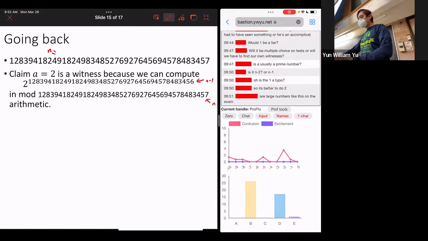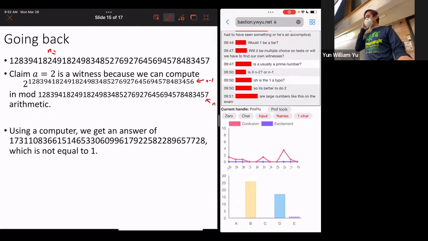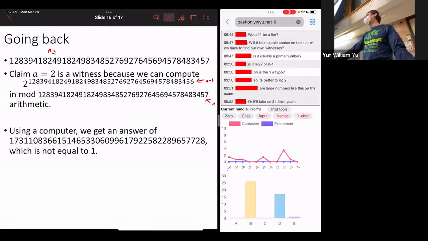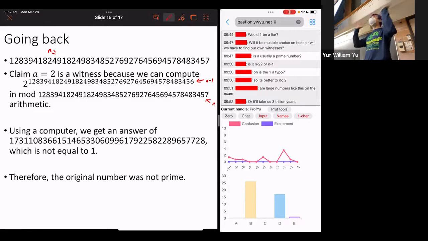And using a computer, it turns out this is the answer for 2 to the n minus 1 mod n. And this is super ugly. It takes a little bit of time even for a computer, but it doesn't take that long. A computer can do this in a couple seconds. And this is not equal to 1. And therefore, the original number was not prime. I don't know the factoring of this number. All I know is that it's not prime because I have a witness for the Fermat Primality test.